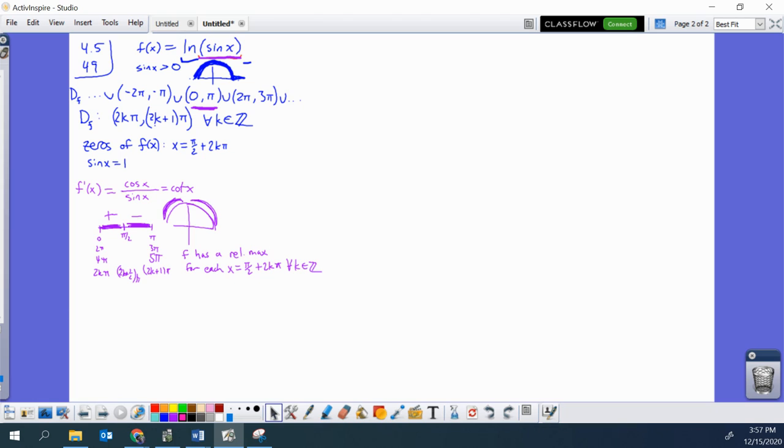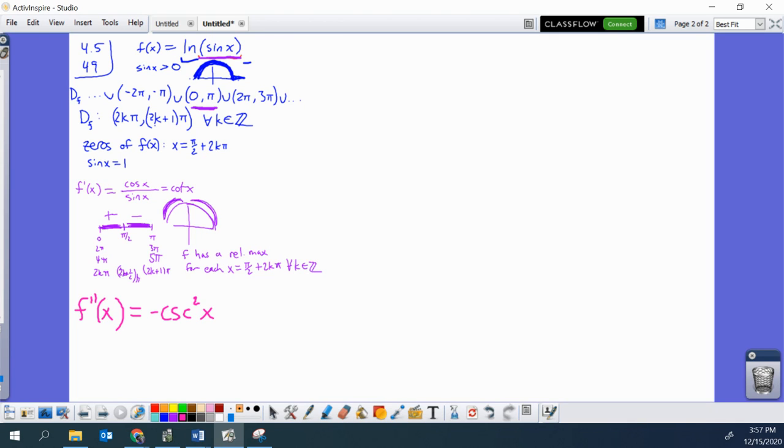And for the second derivative, well, I just need the derivative of the cotangent function, right? And the derivative of cotangent is negative cosecant squared, okay, which is negative 1 over the sine squared of x.